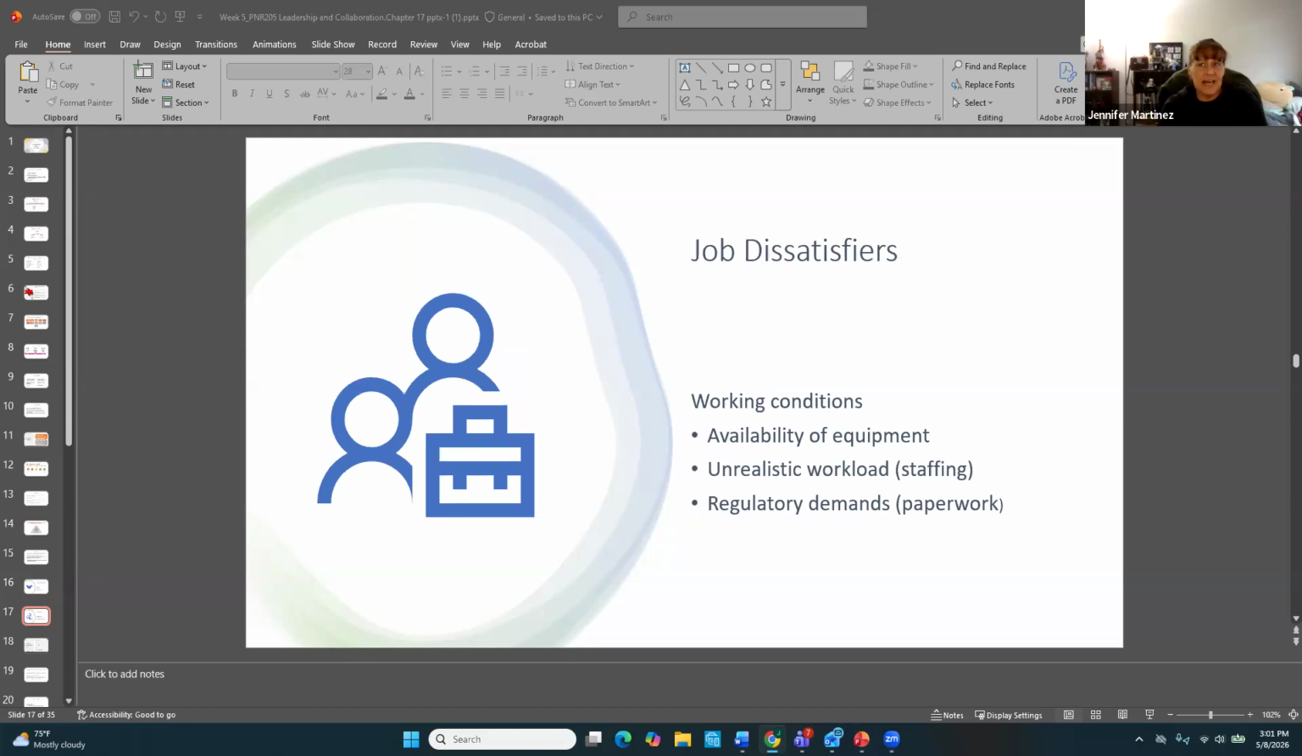Job dissatisfiers, talked a little bit about this already. Availability of equipment. Anybody worked in a place, or even how about a clinical experience? Have you gone to a clinical experience where there's not been enough linen, there's not been enough supplies for you to do what you need to do all the time? So that's a huge dissatisfier, right?